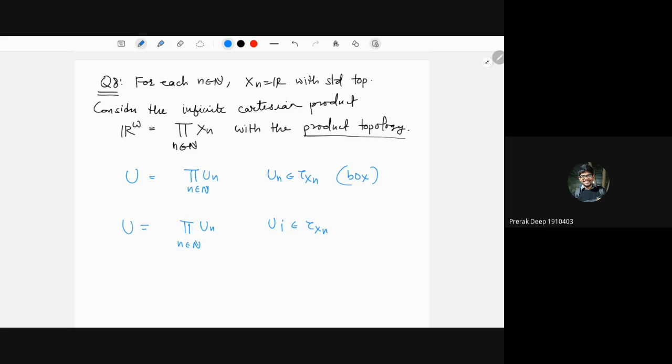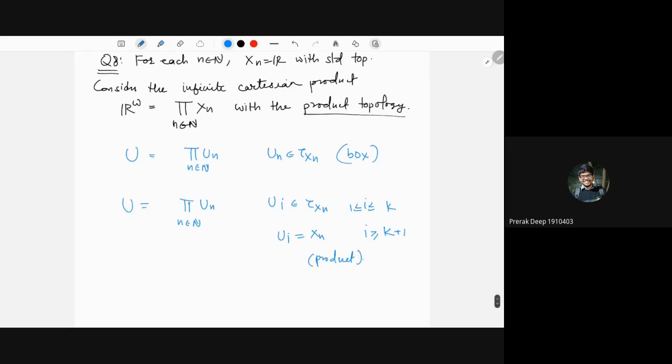Finitely many of them can be any open set in Xi, for i smaller than k, and for i larger than k, it has to be the whole space Xi. And this indexing set can be arbitrary. It can be anywhere; it need not be the first k. But except for finitely many, all of the other open sets have to be the whole space Xn. That is the difference in the product topology. So this is called the product topology.